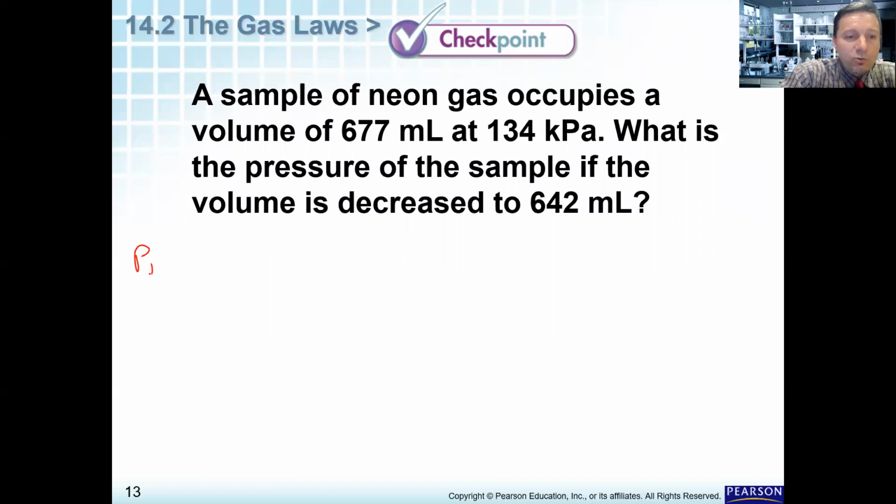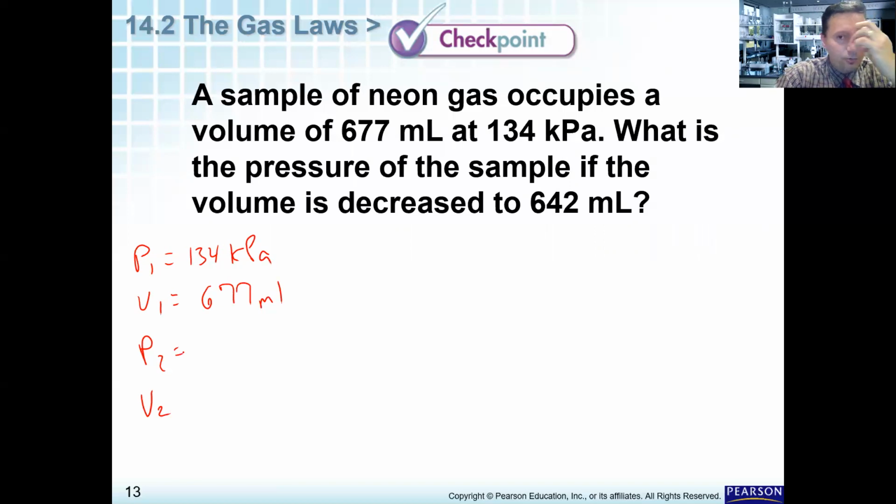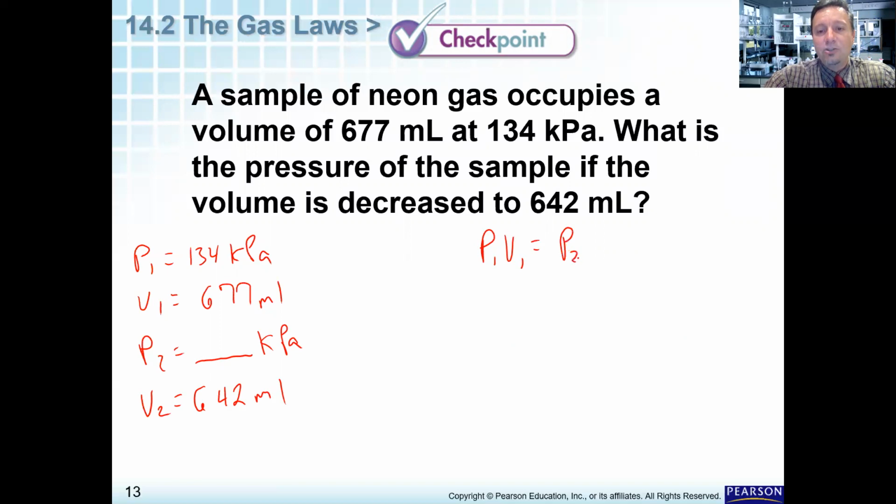So we have our P1, our V1, our P2, our V2. Let's write this down. Our pressure 1 is 134 kilopascals. Our volume 1 is 677 milliliters. Our pressure 2 is what we're solving for, blank kilopascals. And our volume 2 is equal to 642 milliliters. So now I'm going to write down my formula: P1V1 equals P2V2, and I'm solving for pressure 2.